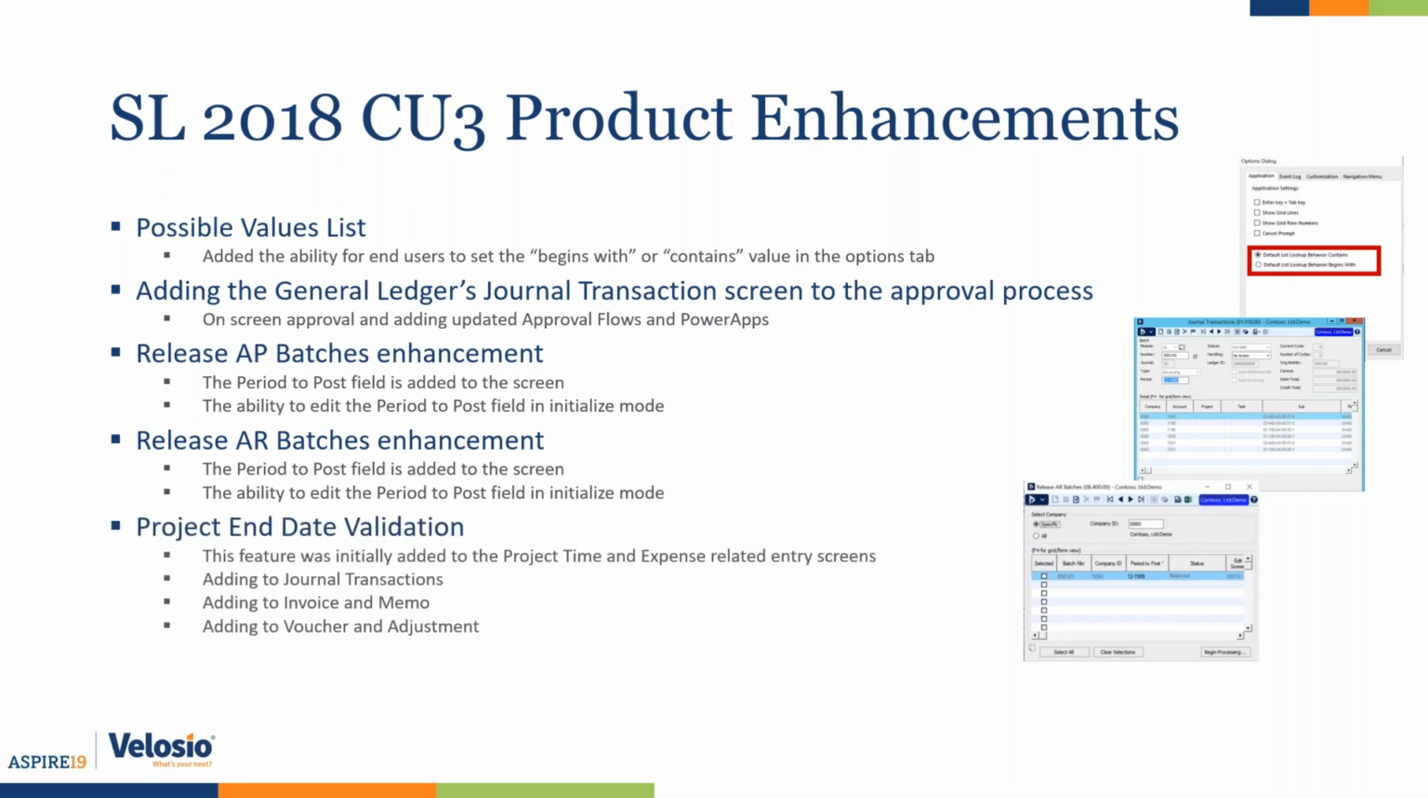The next one was the project end date validation, taking it beyond just the time and expense entry screens and taking it into the key screens in GL, AP, and AR. So the journal transaction screen will now be able to be turned on if you want. I don't have the screenshot here, but you'll be able to choose whether or not you want end date validation to happen in those screens. So we are enabling you to turn on end date validation in the journal transaction, in the invoice and memo, or in the voucher adjustment entry screen.